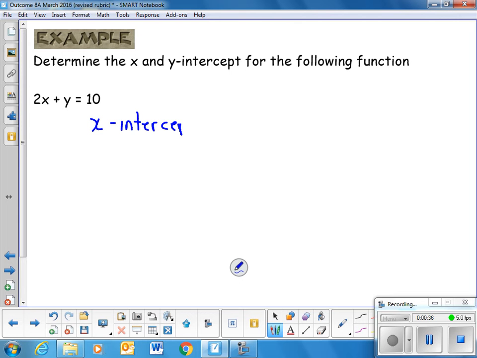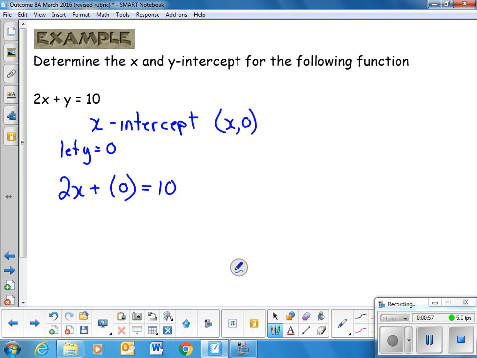In order to find the x-intercept, we know that it is going to have the coordinates of x and 0. Therefore, we're going to let y equal 0 in our equation. So we end up with 2x plus, and instead of y, we put in 0, equals 10, and we now need to solve this. If we're adding 0, that means that that's really not there, and we have 2x equals 10. We can divide both sides by 2, and we find out that x is 5. So our intercept is the point 5, 0.